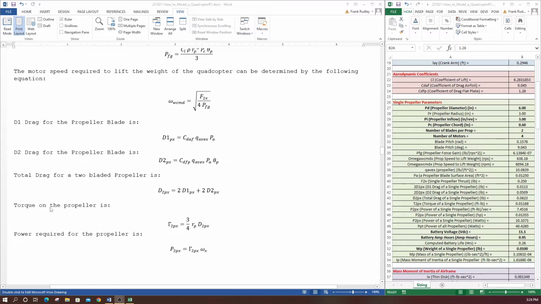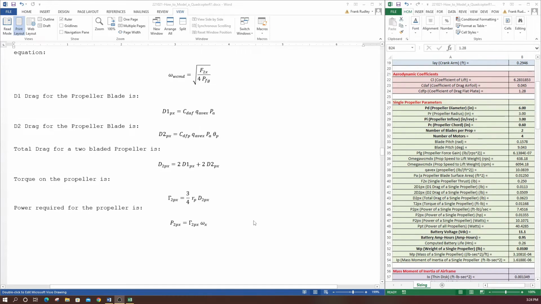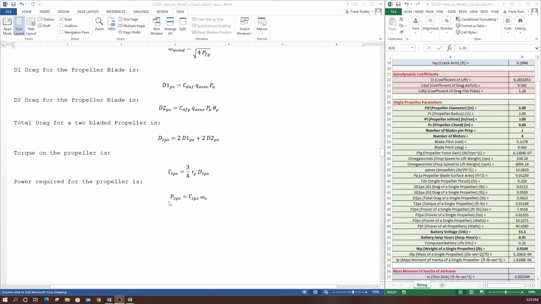So the torque on the propeller is okay. I did do a video on propellers previously that goes into the details of this. It's actually the center of pressure is 3/4 of the radius of the propeller. So if you take the total drag and multiply that by 3/4 of the radius, that'll give us a torque on the propeller. So the power required for the propeller is the torque times the speed of the propeller. So that's what this equation is over here.